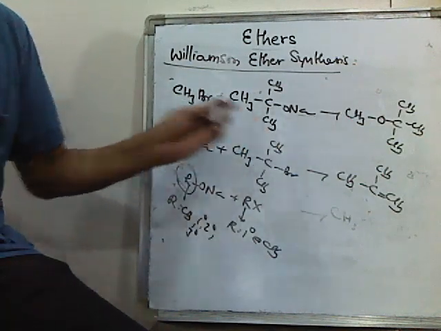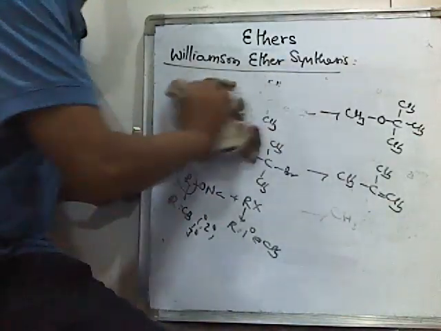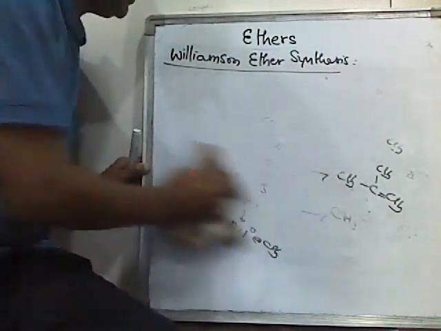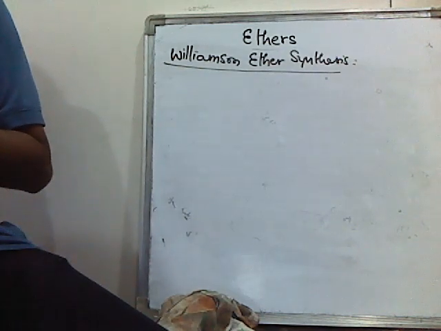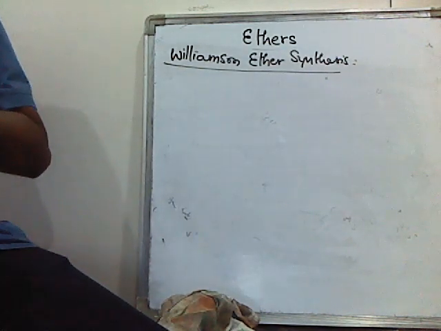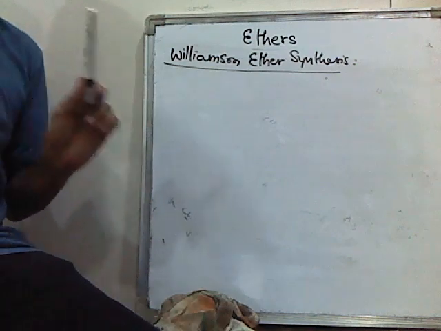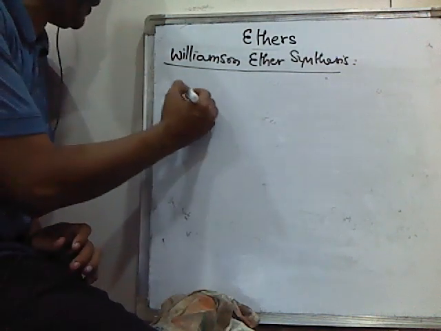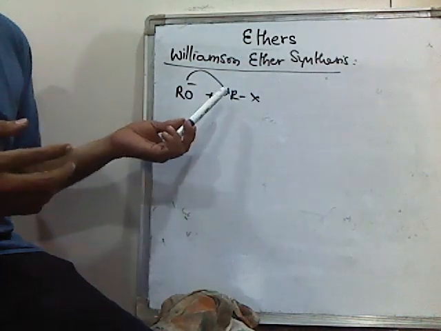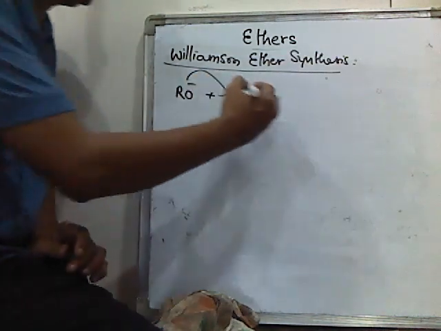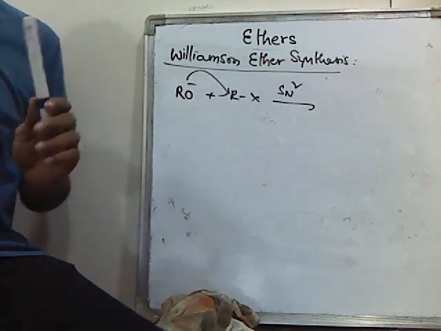Otherwise, this reaction occurs as a nucleophilic substitution reaction, and this Williamson synthesis follows the SN2 mechanism. In Williamson synthesis, there is an SN2 attack of the alkoxide ion on an unhindered primary alkyl halide. Here, the alkoxide ion attacks the alkyl halide from the back side, from the unhindered position. That's why it follows the SN2 mechanism, the nucleophilic substitution bimolecular reaction mechanism.